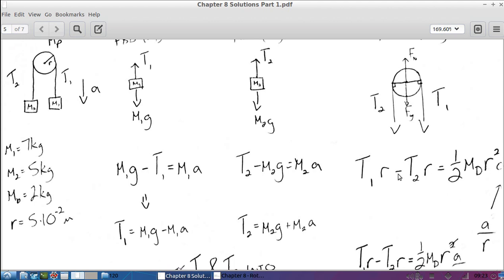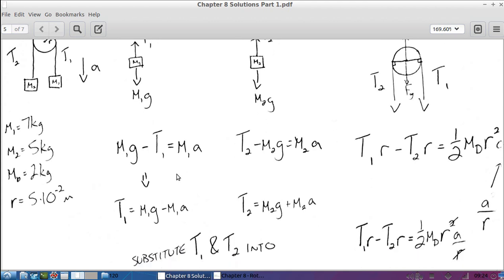But again, T2 is causing a counterclockwise rotation, which I define to be negative. T1 is applying a clockwise rotation, which I define to be positive, right? So plus T1r minus T2r is the moment of inertia of the disk, 1/2 m_d, so I'm using m sub d for the disk, r squared. That's an alpha right there, sorry. My bad picture taking skills. That's an alpha, that's the angular acceleration.